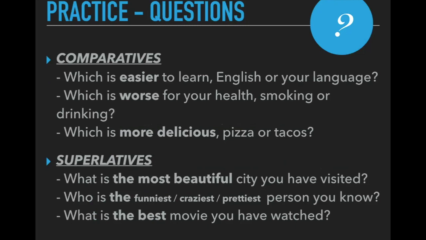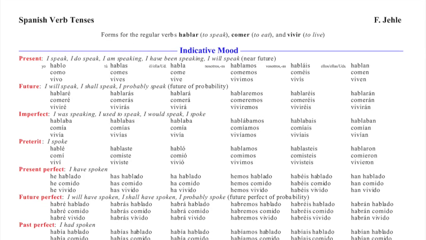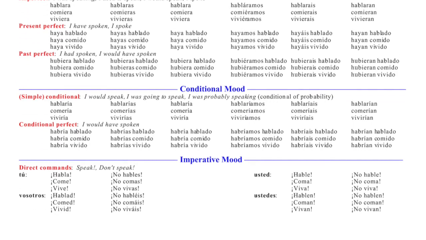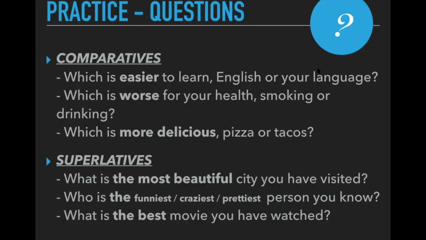Finally, here are some practice questions. Some questions with comparatives. Which is easier to learn, English or your language? So personally, I think English is easier to learn because Spanish is so complex and there are so many verbs that you need to memorize and so many rules, a lot of vocabulary. So I always think that Spanish is so complicated. Which is worse for your health, smoking or drinking? And which is more delicious, pizza or tacos?